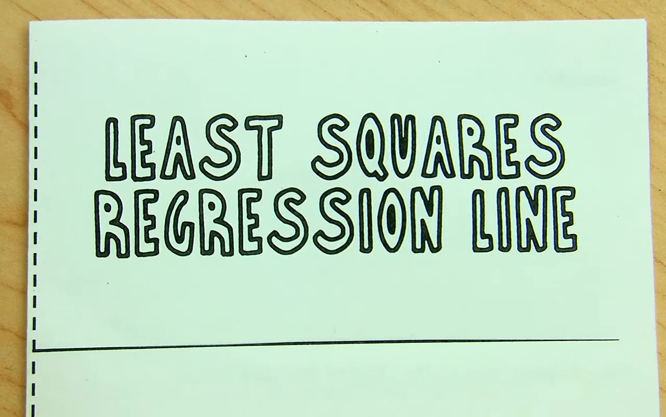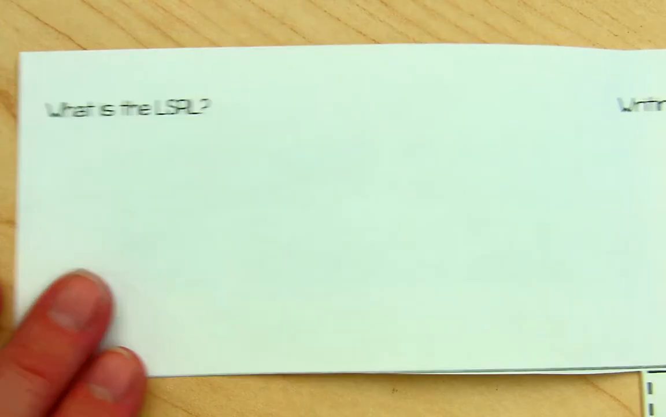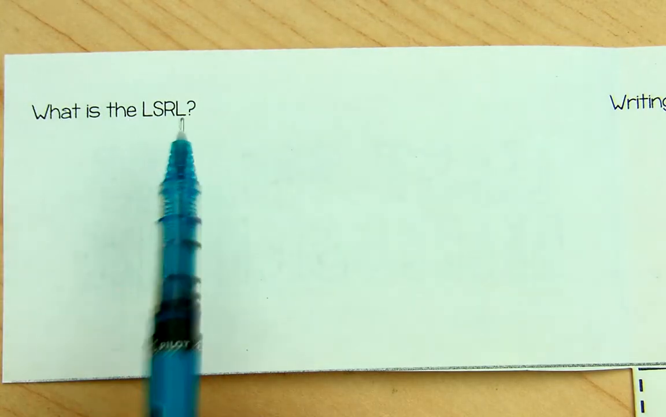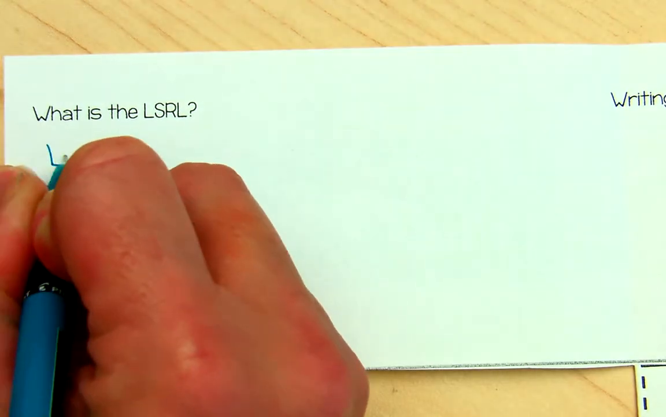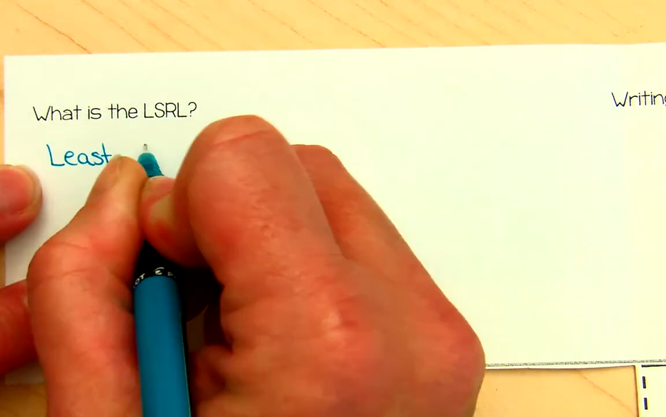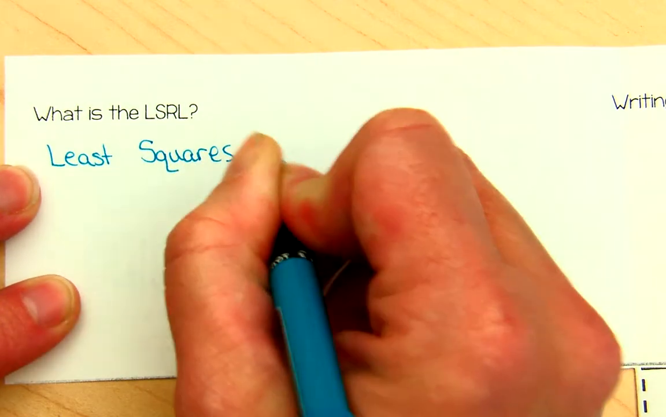So we're going to start here with our least squares regression line. Normally we just call this the LSRL. Okay? Normally that's how you see it written. Whenever it gives you a question, it'll say write the LSRL for this set of data. So you just need to know that means the least squares regression line.